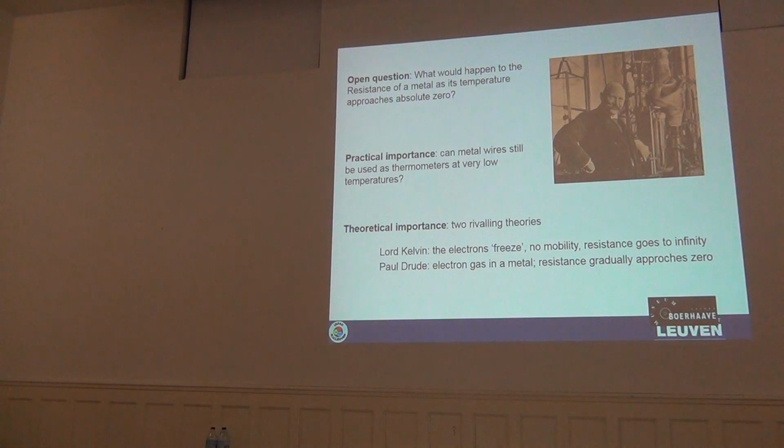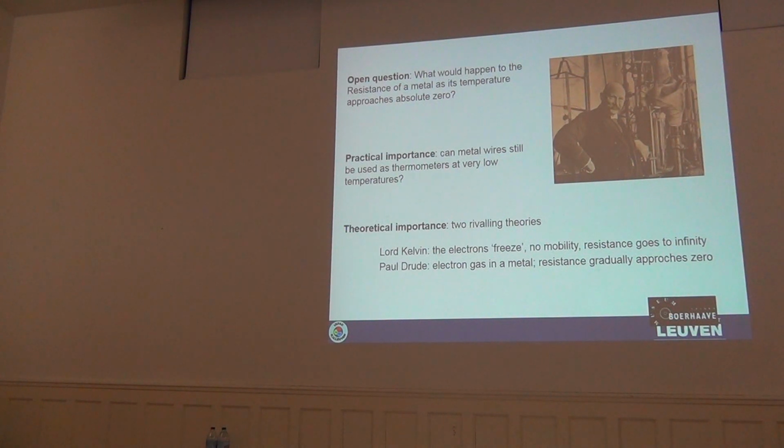And the drive was to answer this open question: what would happen to the resistance of a metal as its temperature approaches absolute zero? And this had some practical importance as well. Namely, can metal wires still be used as thermometers at very low temperatures because of these heating problems? And at that time, there were two theoretical predictions concerning behavior of metallic resistance at low temperatures, two rivaling theories.